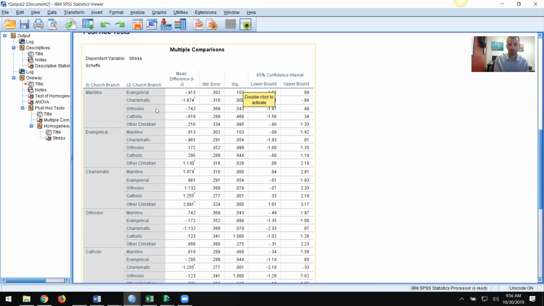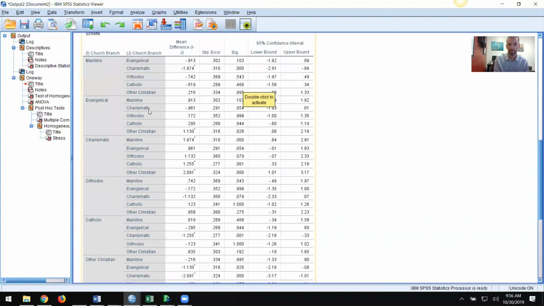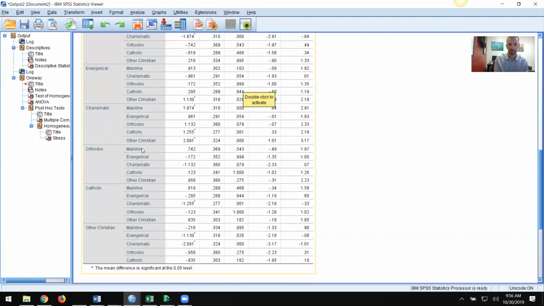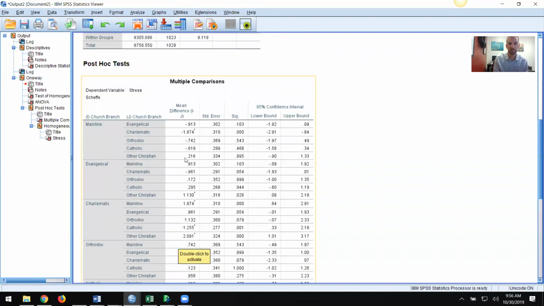And notice that I said charismatic and mainline. We had already covered that one because it was mainline and charismatic, and so this is just a duplicate. And you can look down here. There's more that are significant, but again, these are actually repeated from up above, so they don't actually apply. All right, so yeah, that's it for the post hoc analysis.